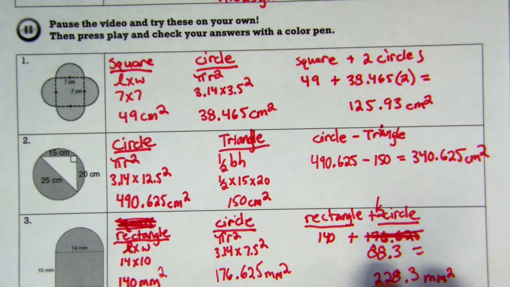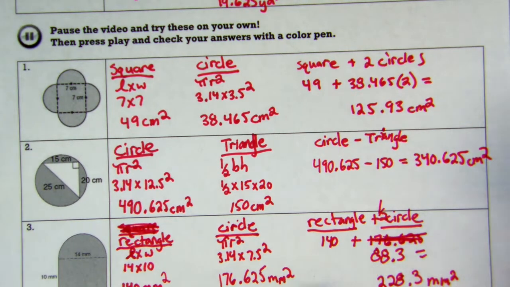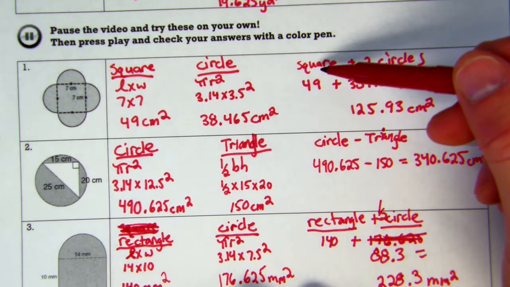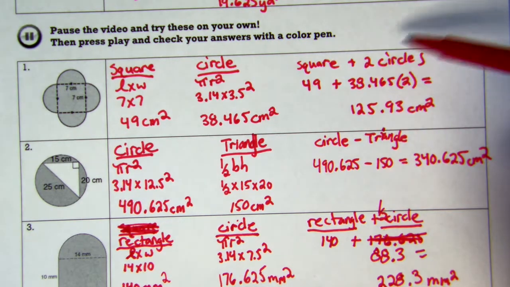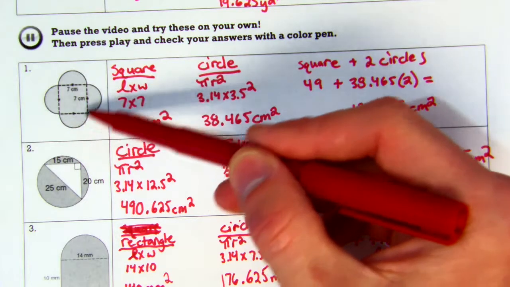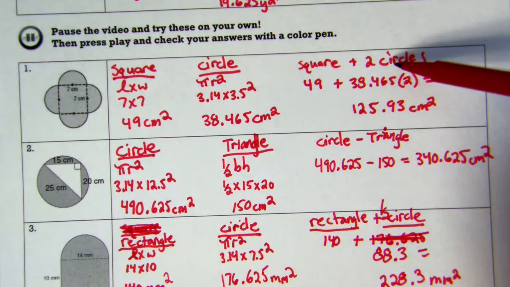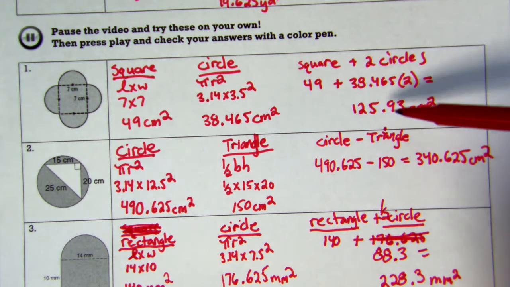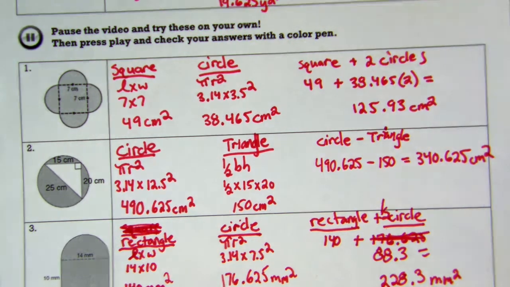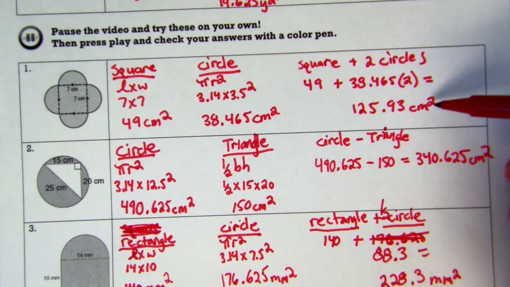Alright, so the first one you should have noticed that it is a composite figure, so you're going to be adding your circle, or I'm sorry, your square, and then two of the sides here make up a circle, and we have two sets of those, so we're going to have two circles added to it. So our final answer is 125.93 centimeters squared.